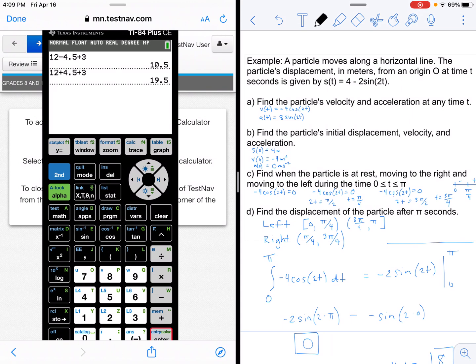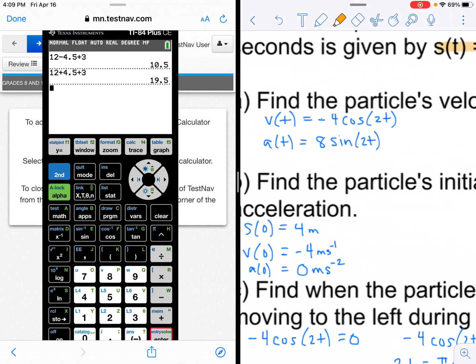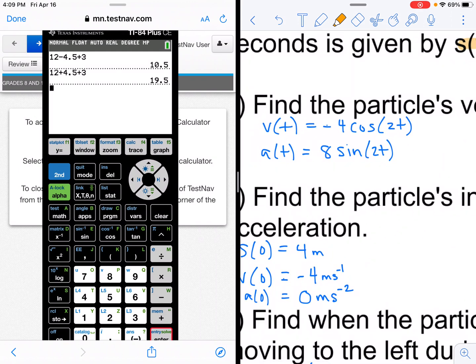So the velocity function is the derivative of this position function. When you take the derivative, don't forget the chain rule. So the derivative of 4 is 0. The derivative of negative 2 sine would be negative 2 cosine of 2t. And then you have to multiply it by the derivative of the angle. The derivative of 2t is 2. So that's where I got negative 4 cosine 2t.